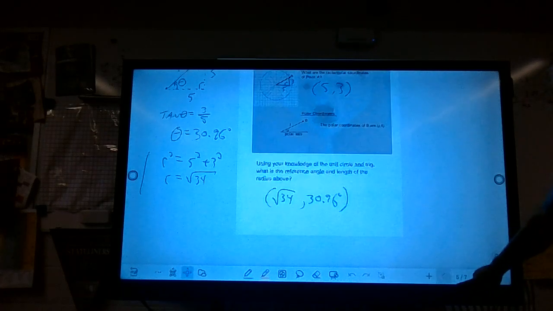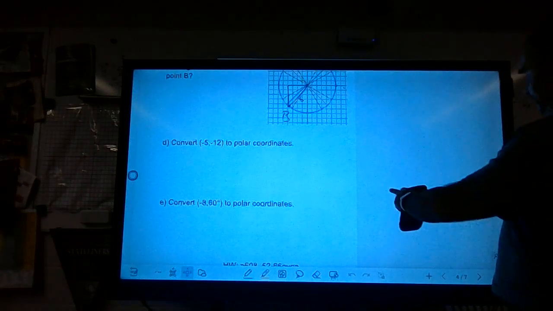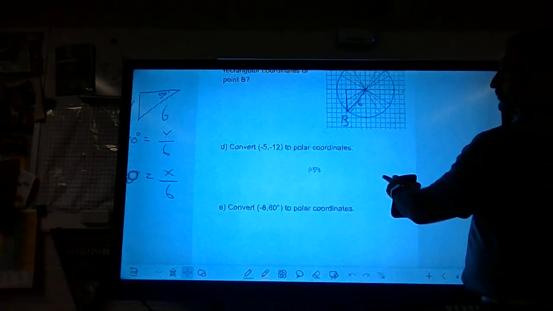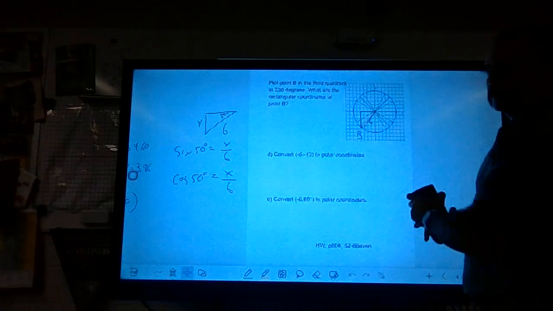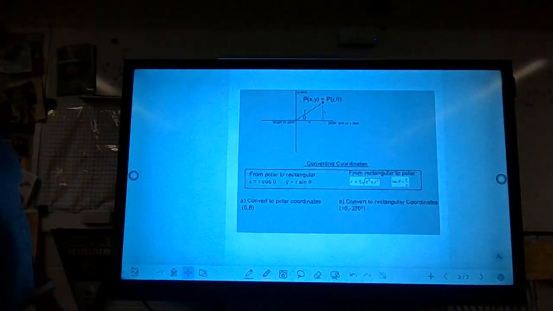And I need to find out where my next page went. All right, here we are. All right, there's the right page.